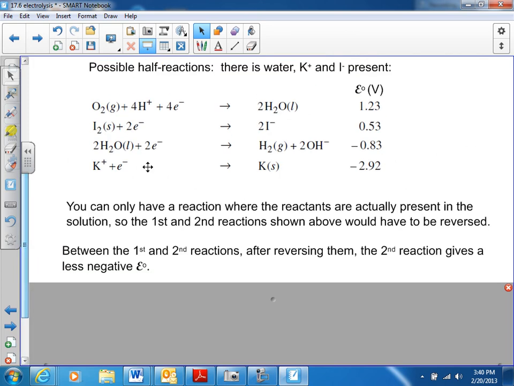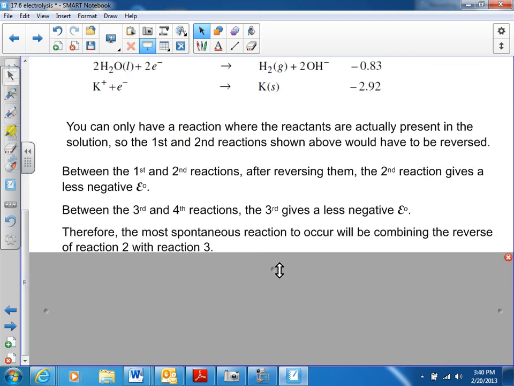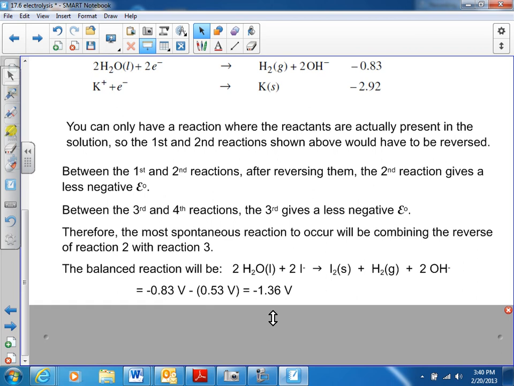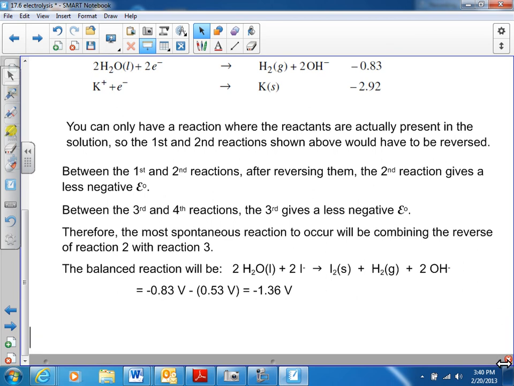This one will happen at the cathode. This will be our oxidation because we're reversing it. It will happen at the anode. I hope I said this will happen at the cathode, reduction at the cathode. And here's our overall balanced reaction and our E cell. Okay, one more problem, and then we're done.